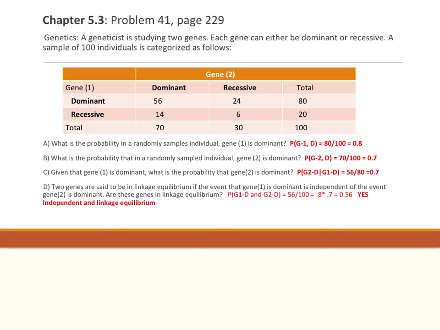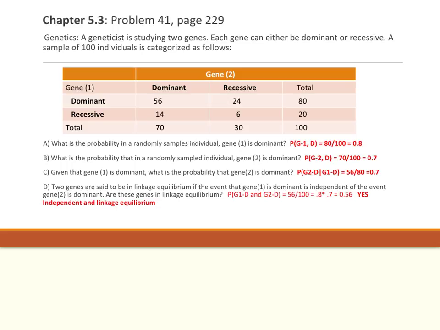In this chapter, we're studying conditional probabilities, and we start off with problem 41 on page 229. In genetics, a geneticist is studying two genes. Each gene can either be dominant or recessive. A sample of 100 individuals is categorized as follows.